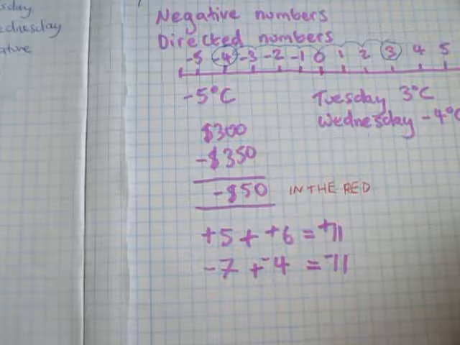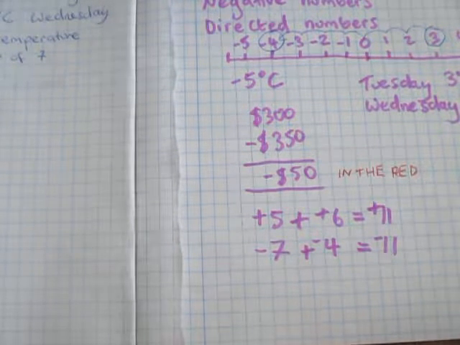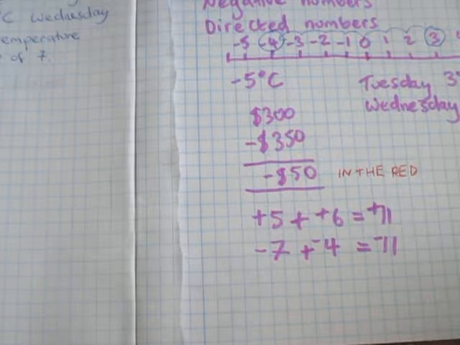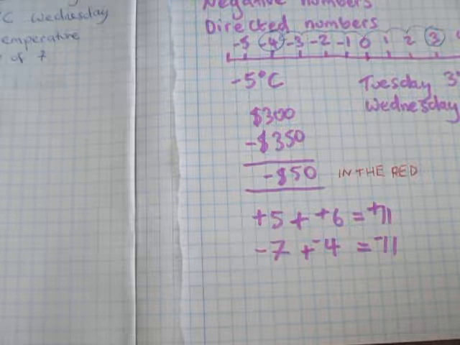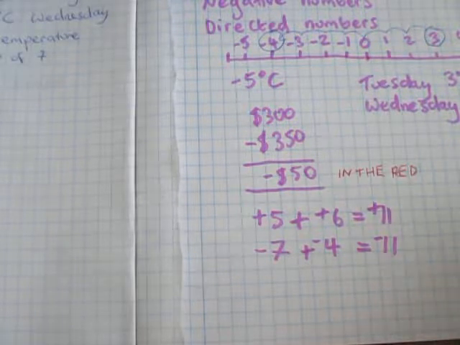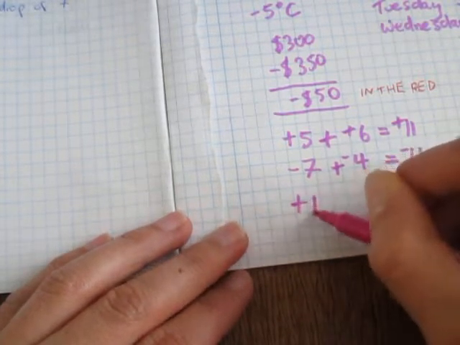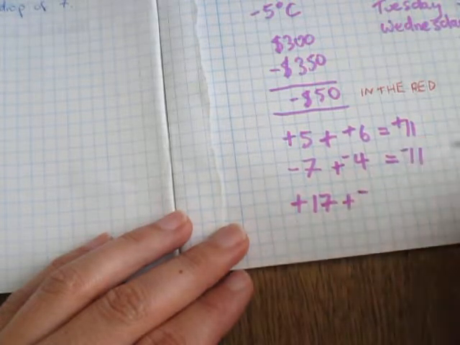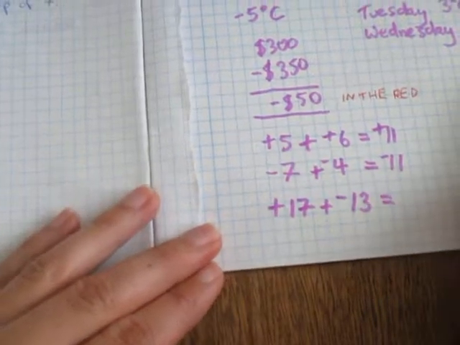And I'll just give you an example of how to add numbers when the signs are different. So when they have two different signs, find the difference between the numbers and give the answer the sign of the larger number. So let's say we've got positive 17 plus negative 13.